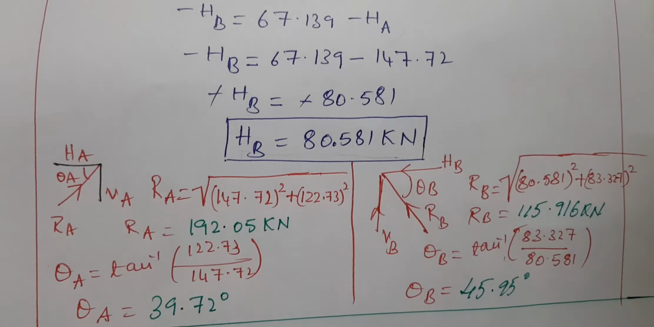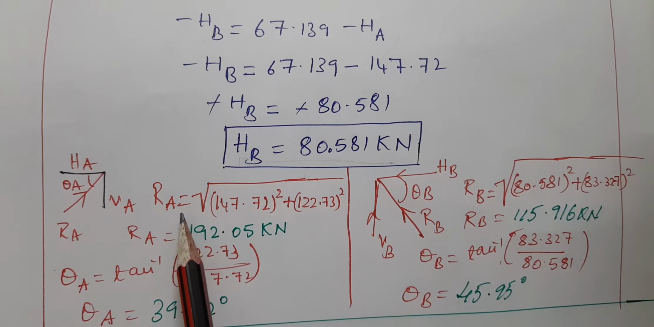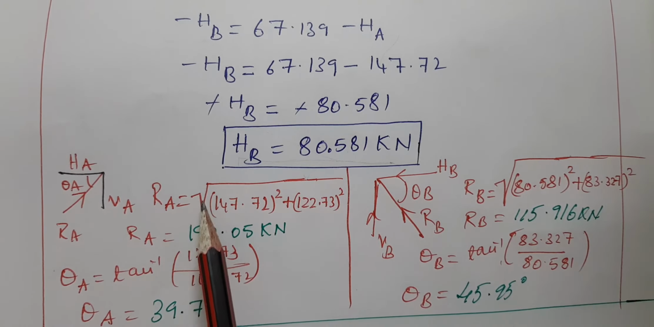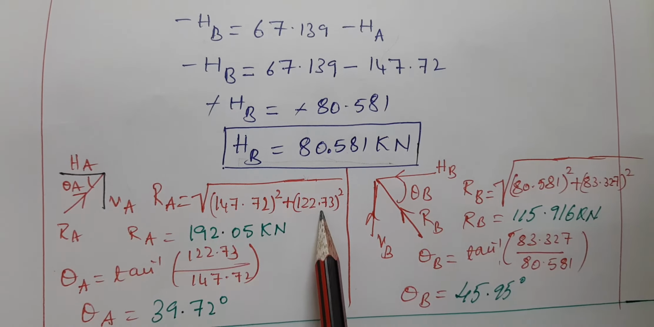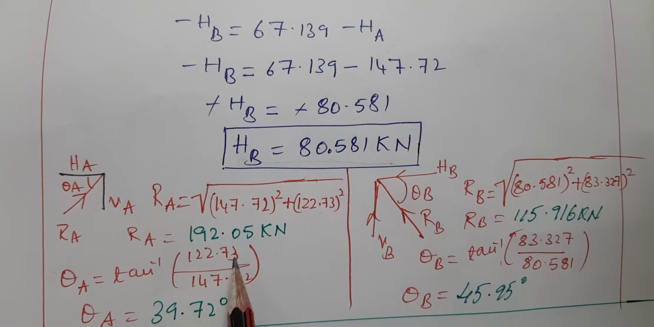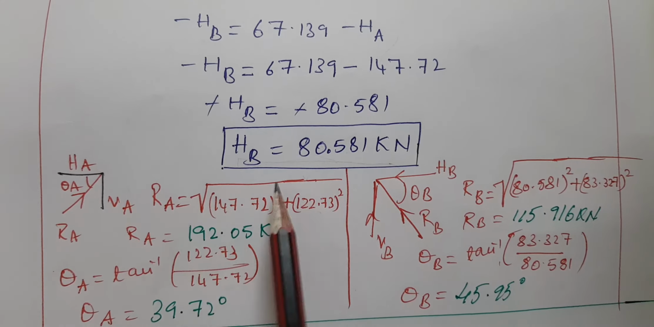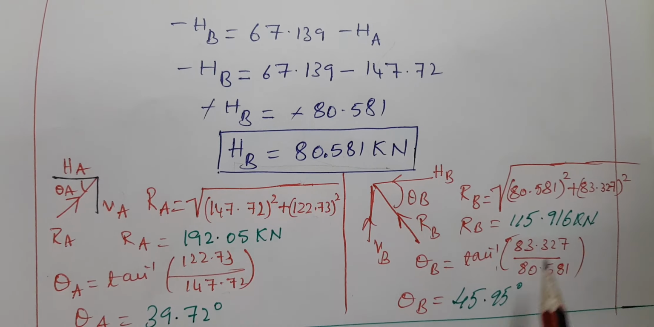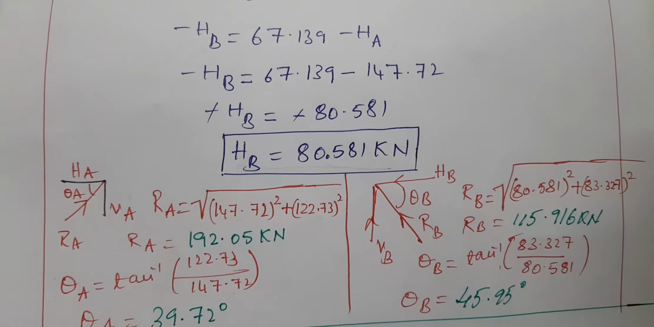Similarly, you can find the reactions RA, that is the resultant. The resultant will be equal to the square root of horizontal squared plus vertical squared, and the direction will be vertical by horizontal. You know this, we followed the same for all the problems. It is easy, you can calculate directly.